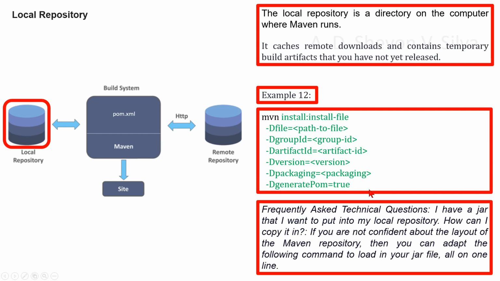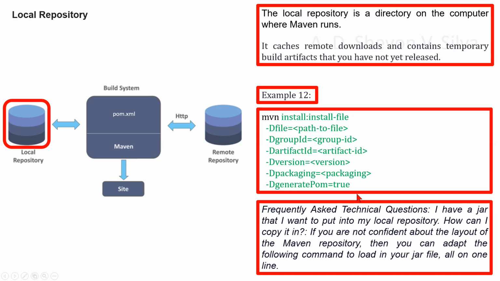Now we are considering: I have a jar that I want to put into my local repository. How can I copy it in? With regard to this technical question, if you are not confident about the layout of the Maven repository, then you can adapt the following command to load in your jar file, all on one line. If you understand the layout of the Maven repository, you can copy the jar directly into where it is meant to go. Maven will find this file next time it is run.